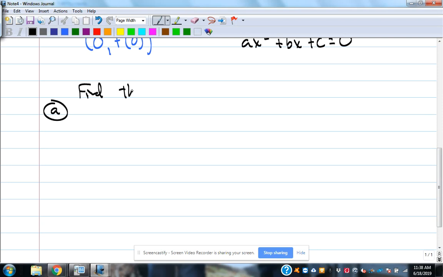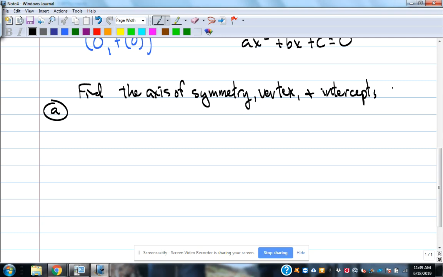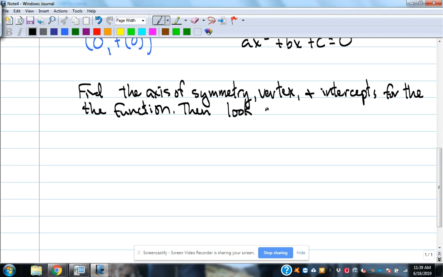Find the axis of symmetry, vertex, and intercepts for the function. Notice I just said intercepts. That implies X and Y intercepts. Okay. Then look at the graph.